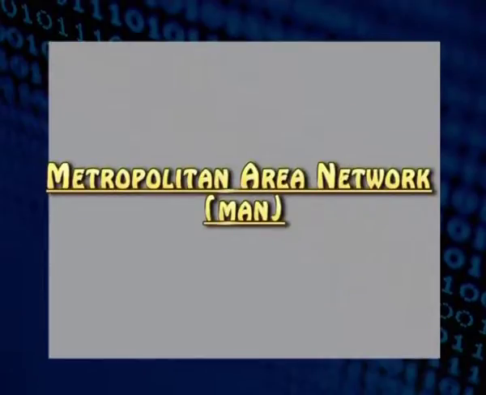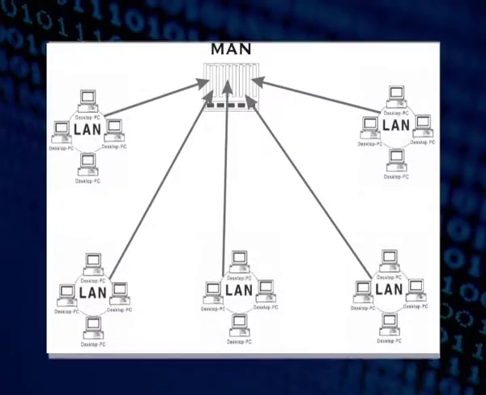Now, metropolitan area network, MAN. MANs are created by linking the networks located at two or more sites within a city. That means we are now connecting two or more LANs within the same city. These LANs either use the same type of topology or may be constructed with different types of topologies. Connections can be made using cabling or wireless technologies.